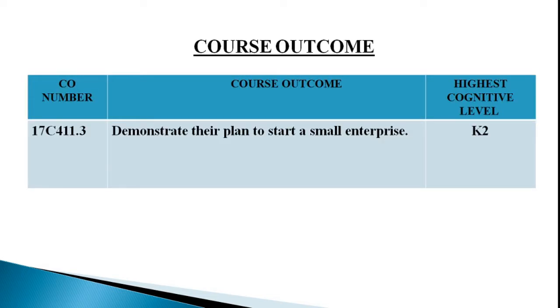Course outcome. The course outcome of this unit is to demonstrate their plan to start an enterprise. When we are studying this unit, we will gain the knowledge to start a small enterprise.